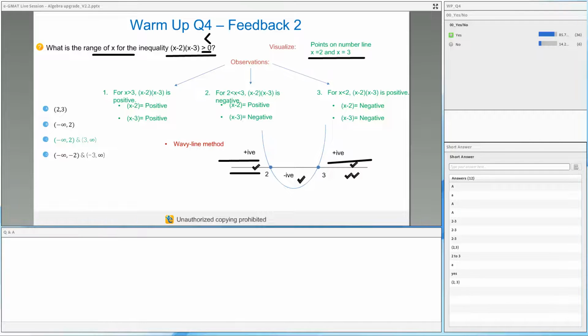Yes, absolutely. Because you need negative, less than 0 means negative, you look at your wavy line, you see that it's between 2 and 3, so your answer would be A. Okay, so I can see it's clear to most of you.